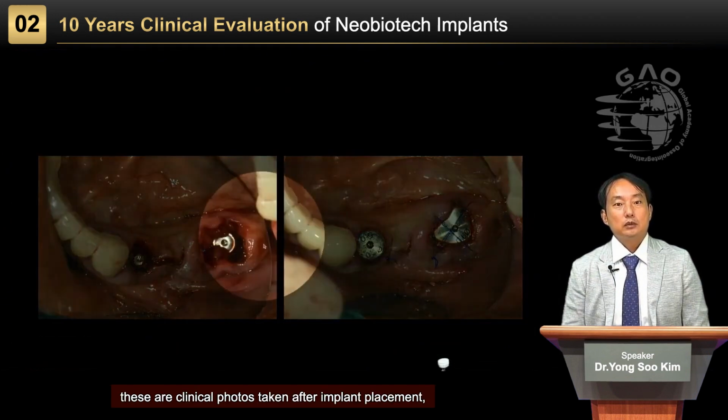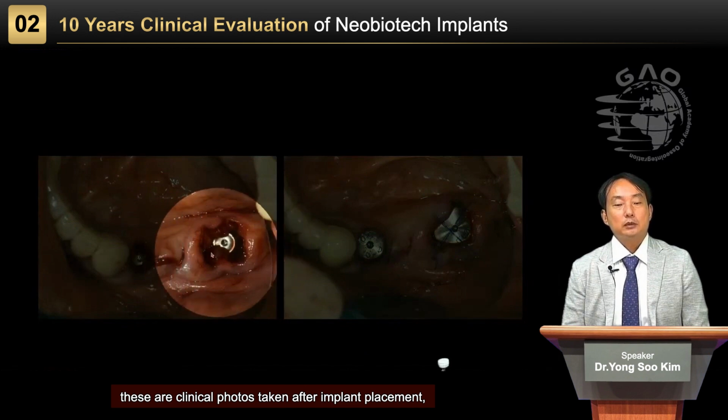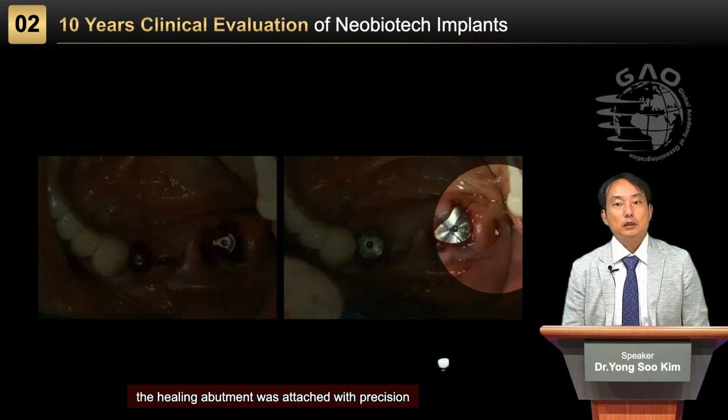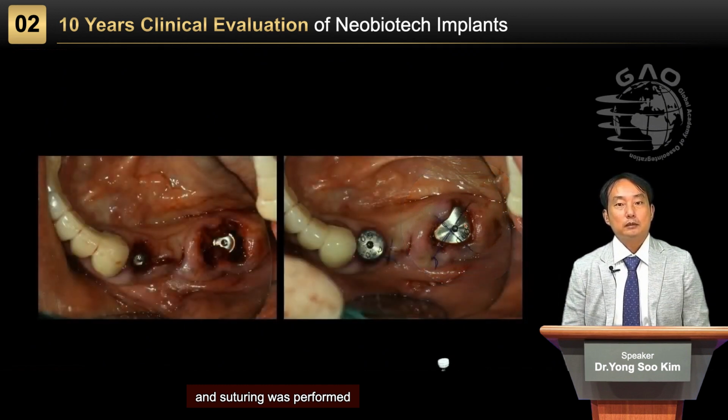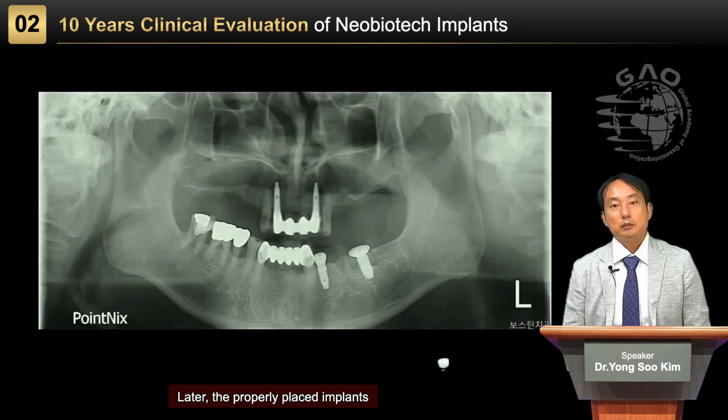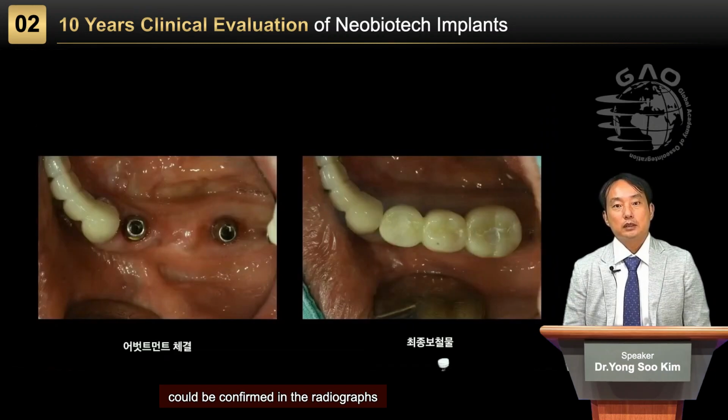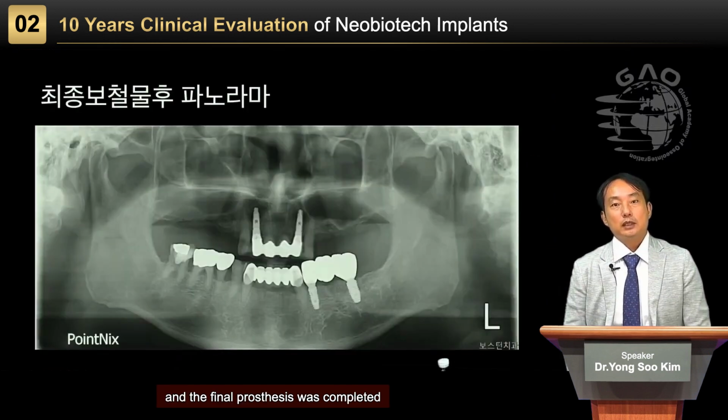These are clinical photos taken after implant placement. The healing abutment was attached with precision, and suturing was performed. Later, the properly placed implants could be confirmed in the radiographs. After taking the impression, the abutment was connected, and the final prosthesis was completed.